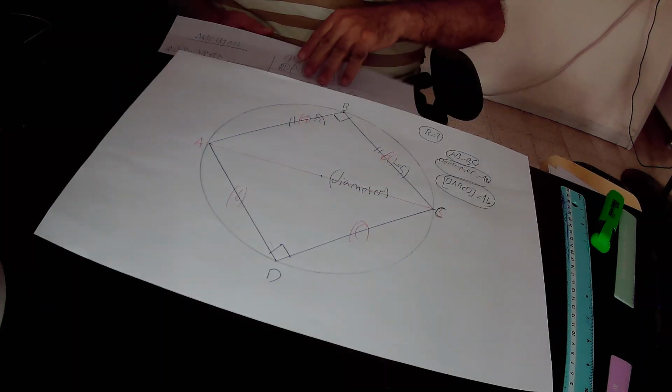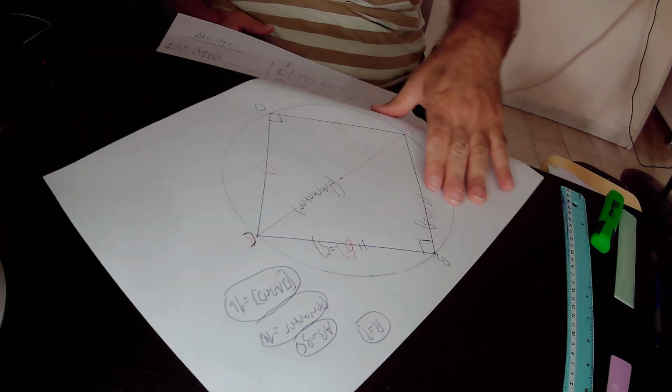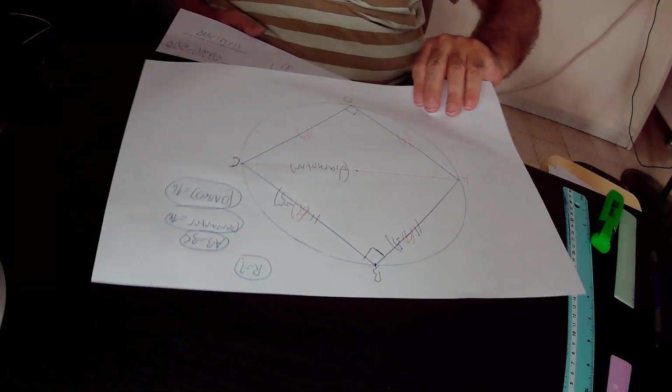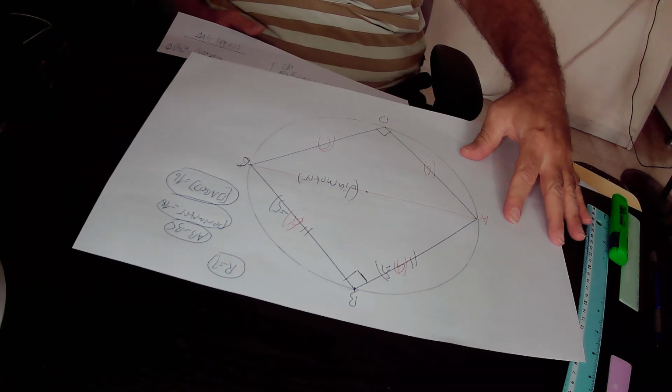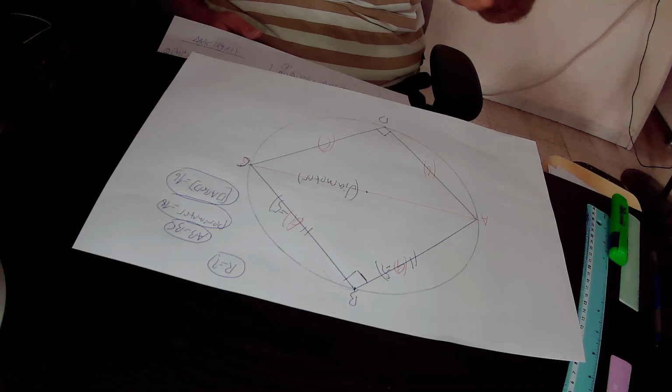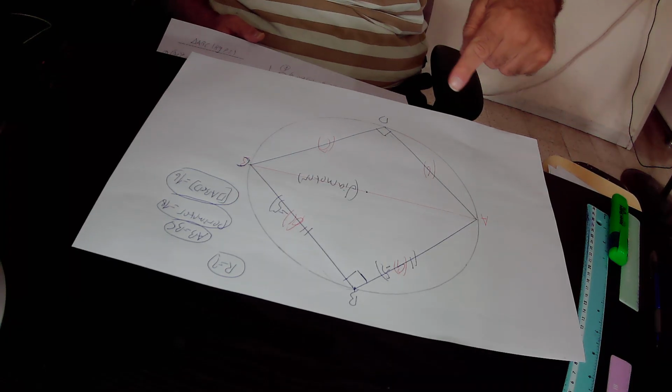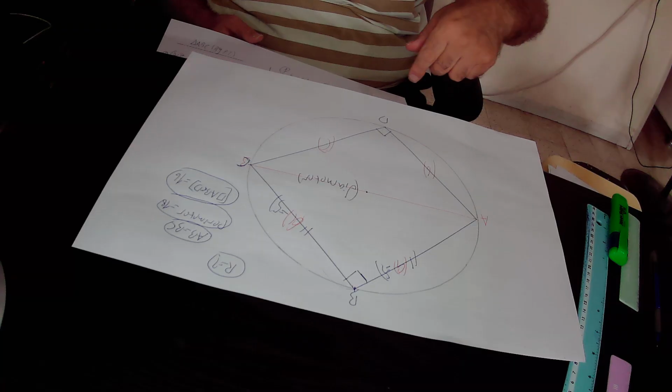In the next step, we implement the Pythagorean theorem on this right triangle ADC. According to the Pythagorean theorem, in this right triangle ADC, AC squared, that is the square of the hypotenuse, equals CD squared plus DA squared.